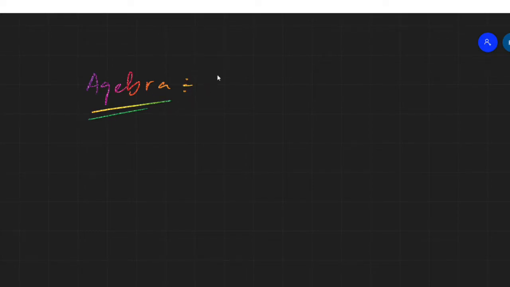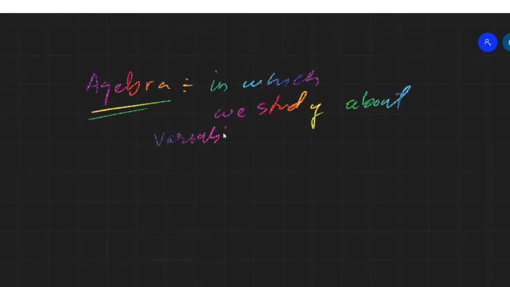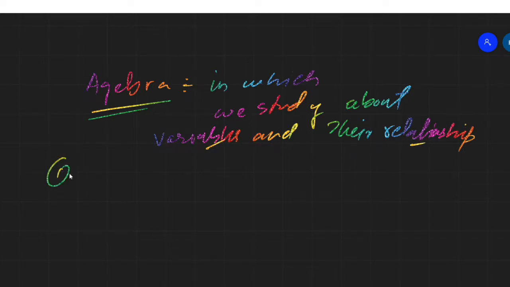What is algebra? First of all, it is a branch of mathematics in which we study variables. Algebra is that branch of mathematics in which we study variables and their relationships. And next, we need to understand what a variable is.